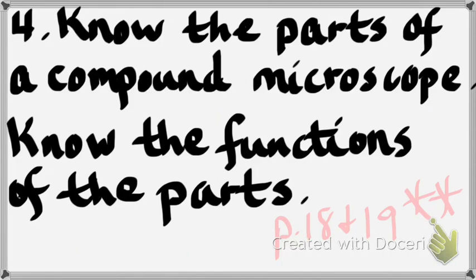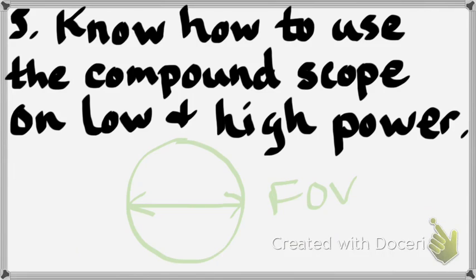Okay, on number 4, you see it on page 18 and 19. I think we filled it out together there. Is that okay? Super. Number 5, know how to use the compound light microscope on low and high powers.